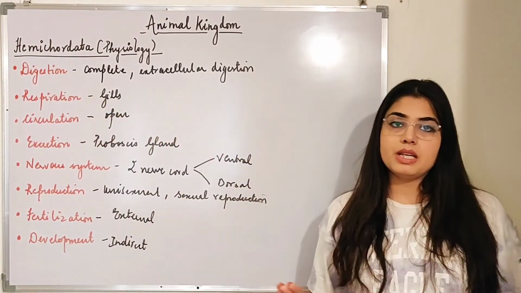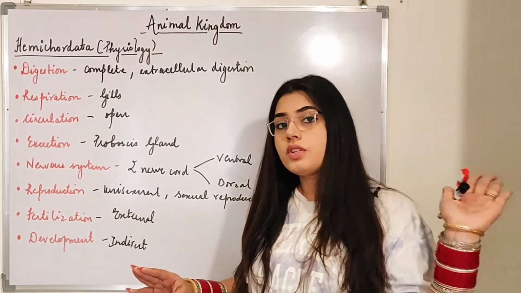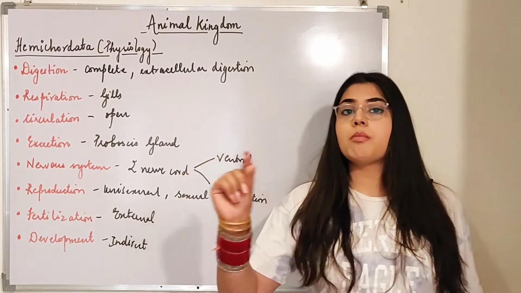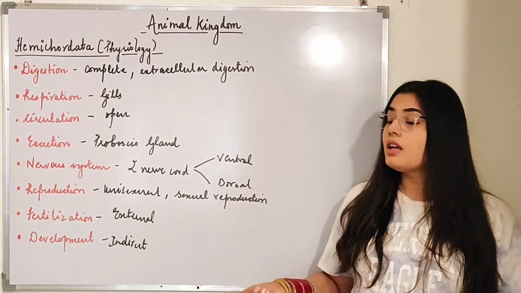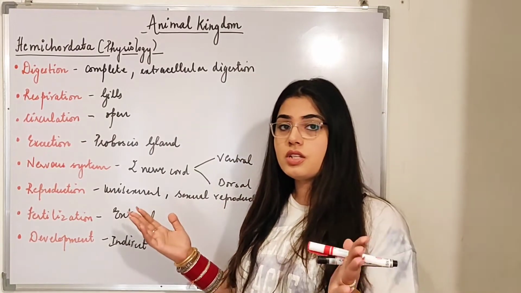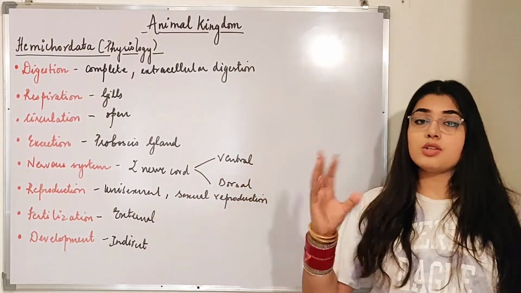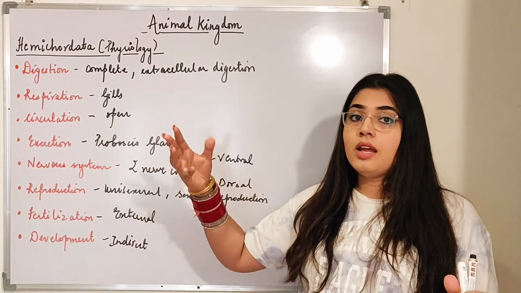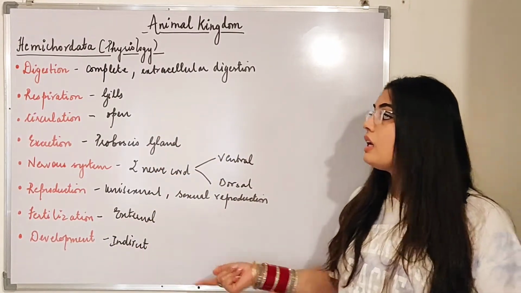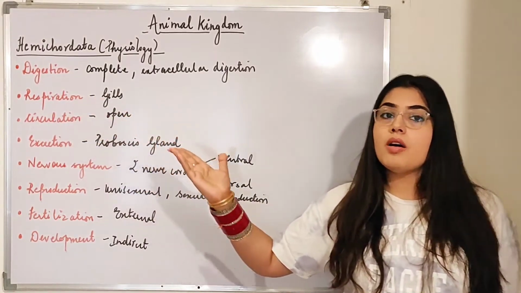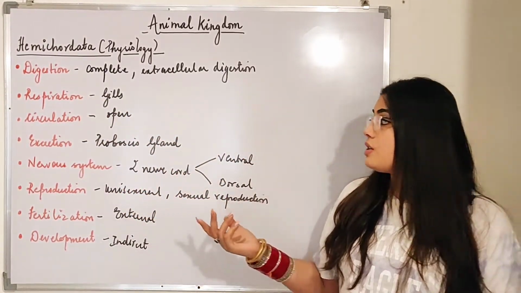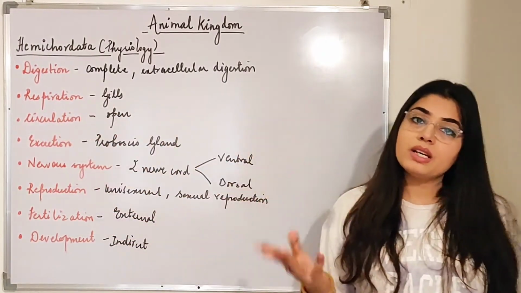Digestion is complete. That means it has a tube within tube body plan, so digestion will be complete. It has both mouth and anus. Then the digestion is extracellular, which means the process of digestion is not taking place inside the cell, it is taking place outside the cell. Respiration takes place with the help of gills. Gills are the structures that help them in respiration. Then circulation is open type.